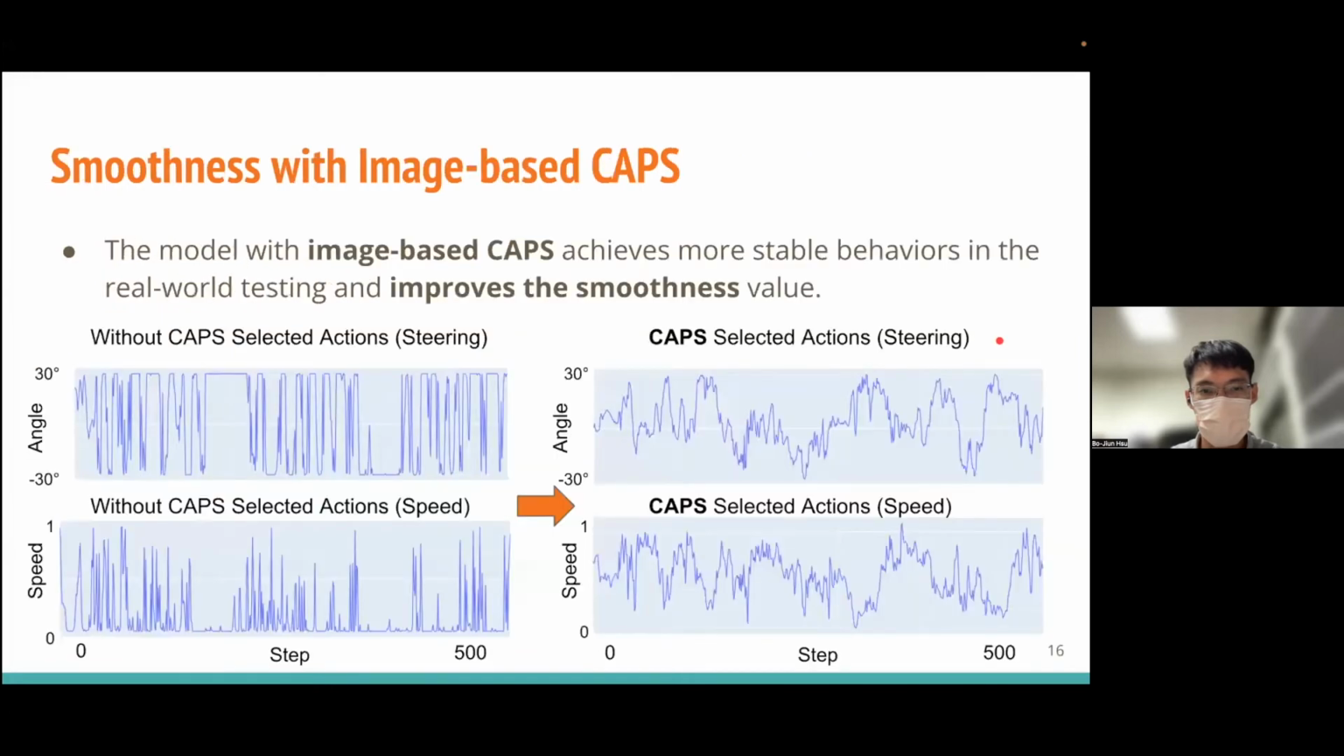The following figures are a record of the car's selected actions during the real-world test. We can see that there is a significant change with CAPS compared to the case without CAPS. The selected actions do not change drastically.